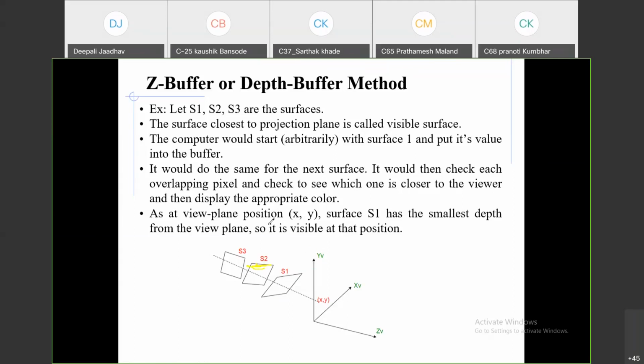At view plane position XY, surface S1 has the smallest depth from the view plane, so S1 is visible at that point. For S2 and S3 overlapping, all pixels are considered, and only those which are visible are stored in the frame buffer.